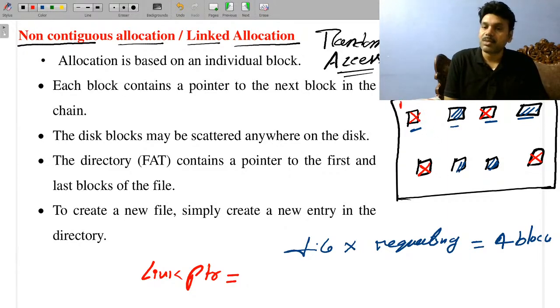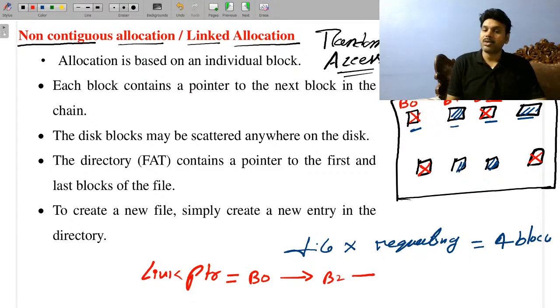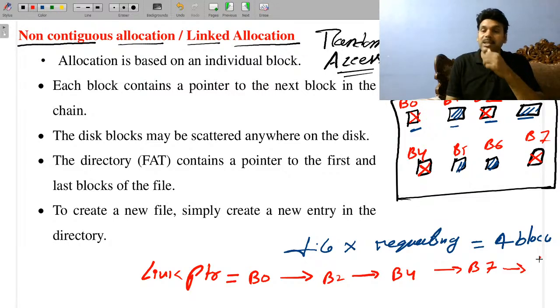How? First we started with block 0, and after that it is going to link to block 2. Immediately it provides the link to block 2. Then after that it is going to provide the link to block 4 because it belongs to file X. Then block 5 and block 6 do not belong to us, and block 7 is the end, where nothing follows, therefore I can write a null pointer.